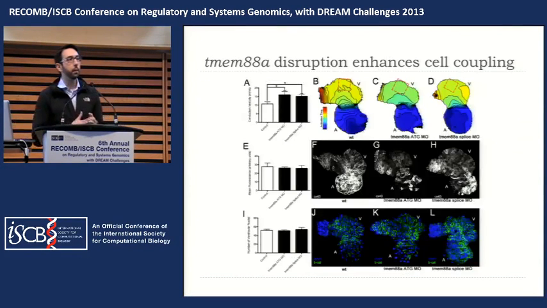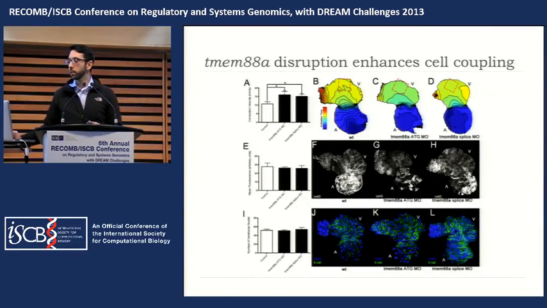So when I look at TMEM88 knockdown, these are isochronal maps basically showing you in a static image what I just showed you in the video. This is a wild-type heart, and these are 2 hearts that have had TMEM88A knocked down through two different morpholinos. There's actually an increase in cell coupling. So this kind of cell coupling effect is exacerbated.